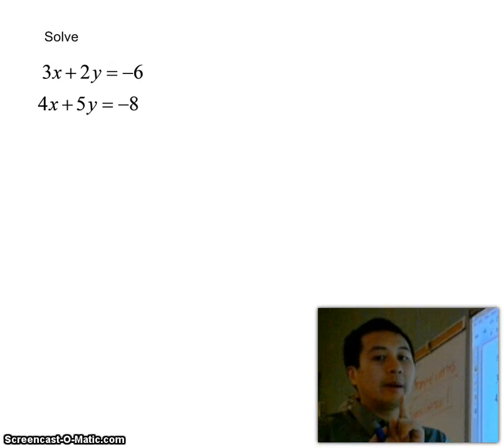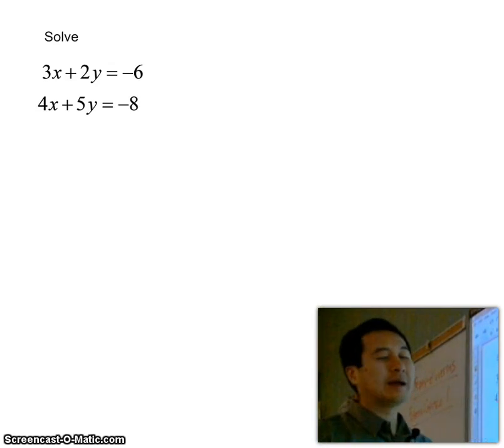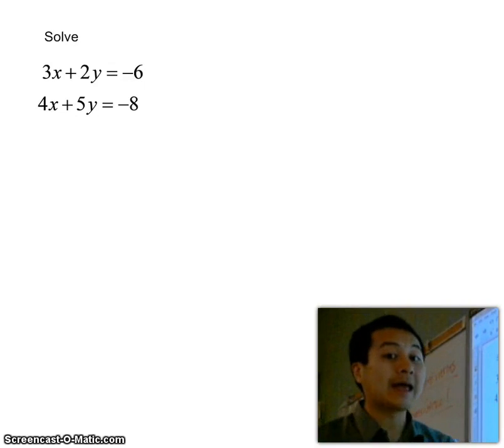But hold on. Remember, I can multiply an equation by any number. Both sides, right? Every single one by a number. So why don't I make the numbers the same, but opposite sign? Take a look. I have a 3x and a 4x. I could make them 12x and negative 12x, and when I add them, they'll go away. Look at that 2y and 5y. If I make them both 10, then they'll eliminate and go away.